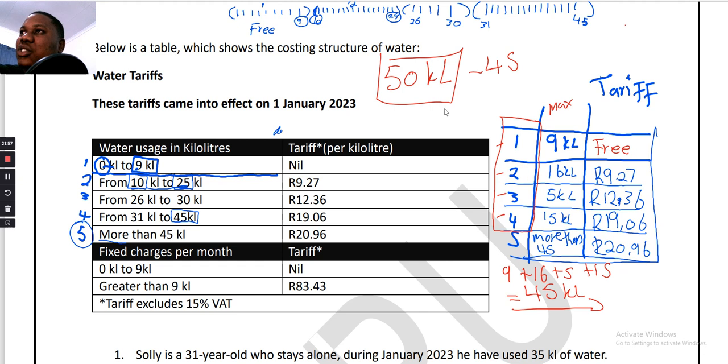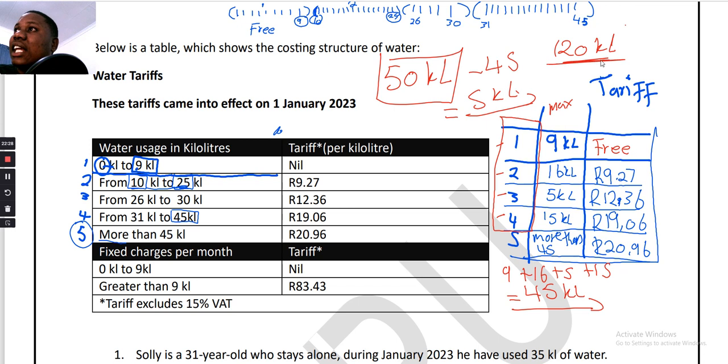So what is going to be remaining? That is 50 minus 45. Then we are left with 5 kiloliters. Then where does this 5 kiloliters go? This 5 kiloliters goes to block number 5. We don't care how much is left, but we take everything to block number 5. I'm giving you another example. Let's say there is someone who has used 120 kiloliters of water.